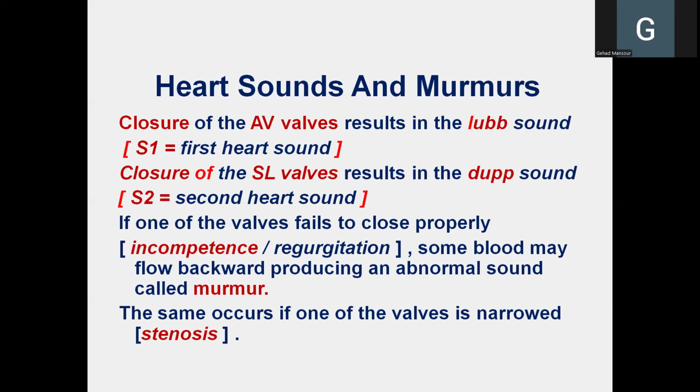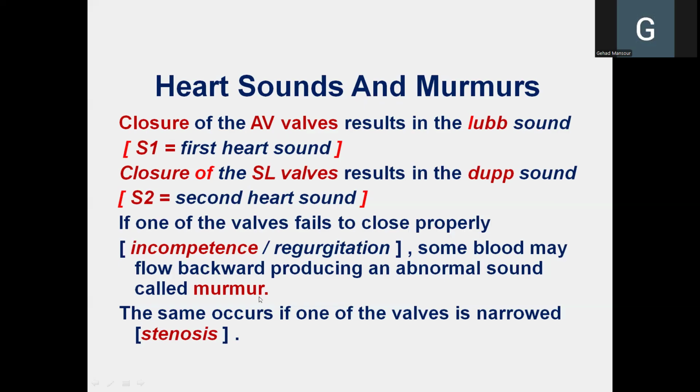whatever the reason is, there will be backflow of blood, meaning that the blood will flow in the opposite direction to the normal direction. When the valve, on the other hand, is too narrow, it will be stenotic, and the blood will pass against resistance. In both cases, whether we have backflow because of an incompetent valve, or blood flowing through a very narrow valve, we will have a murmur.